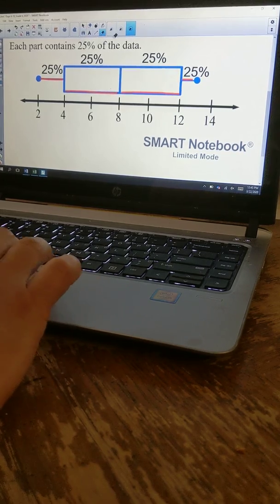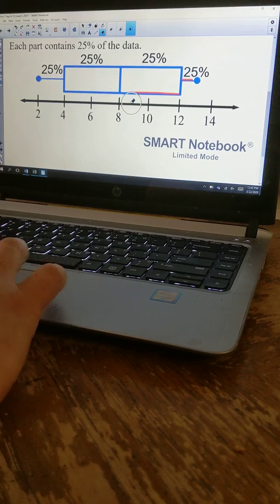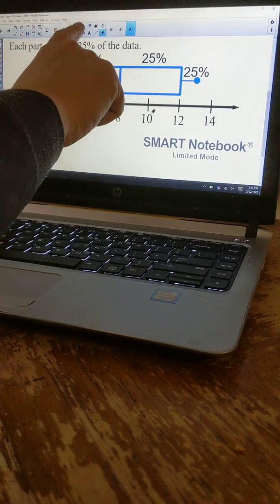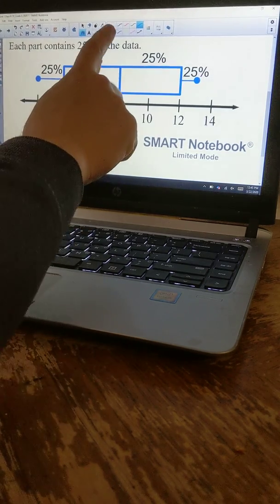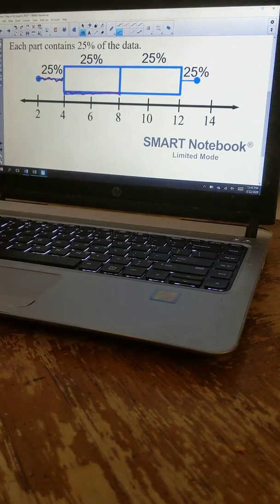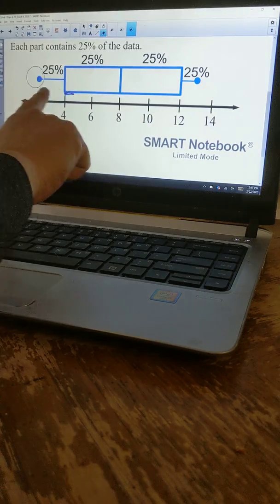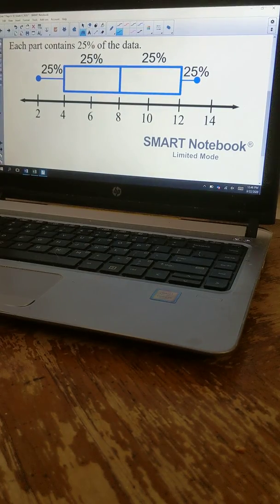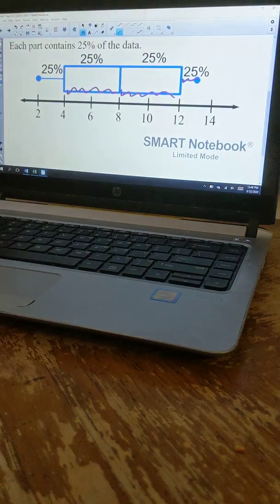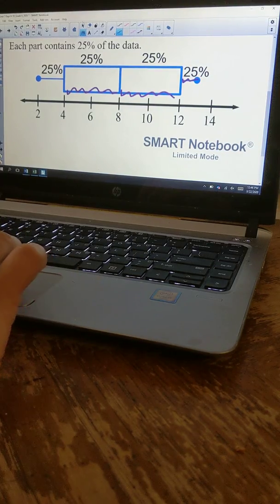So when we start thinking about this, if we were asked what percent of the data is less than 8, well, this piece is less than 8. So let me use a different color. This piece is less than 8. And this piece is less than 8. So there is 50% of the data that is less than 8 because each of those pieces represents 25%. If we had to know what percent of the data is more than 4, this is more than 4, this is more than 4, and this is more than 4. 3 pieces or 75% of the data.